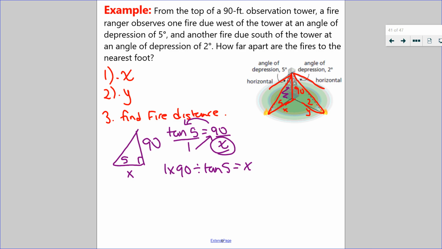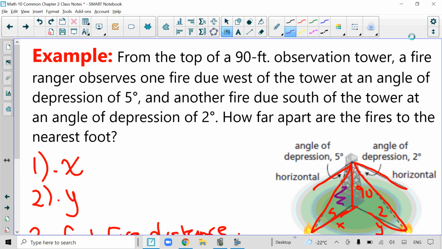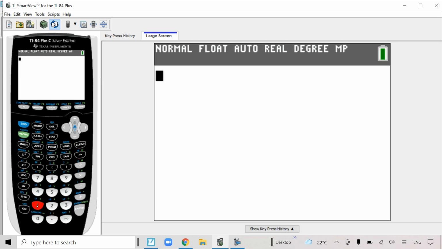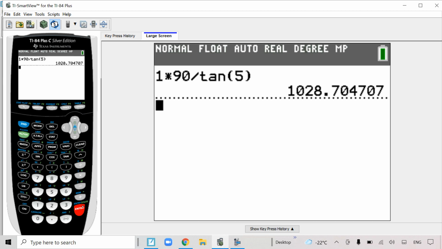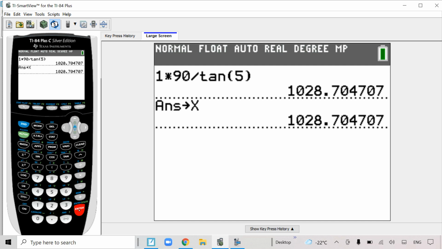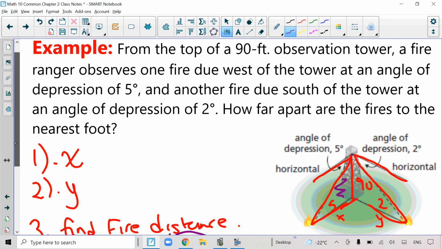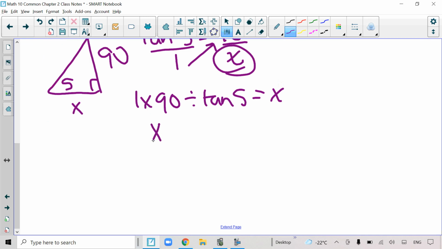So 1 times 90 divided by tan of 5. Okay, so we've got that answer there, and we are going to store that in, I'm going to call it x because that's the variable that I chose. So I'm going to go store, and I'm going to put it in alpha, and I look for the green ones where x is. So alpha x is above your store key, so I'm storing it in x. So I know x is about 1029, but I'm not going to round until the last step.